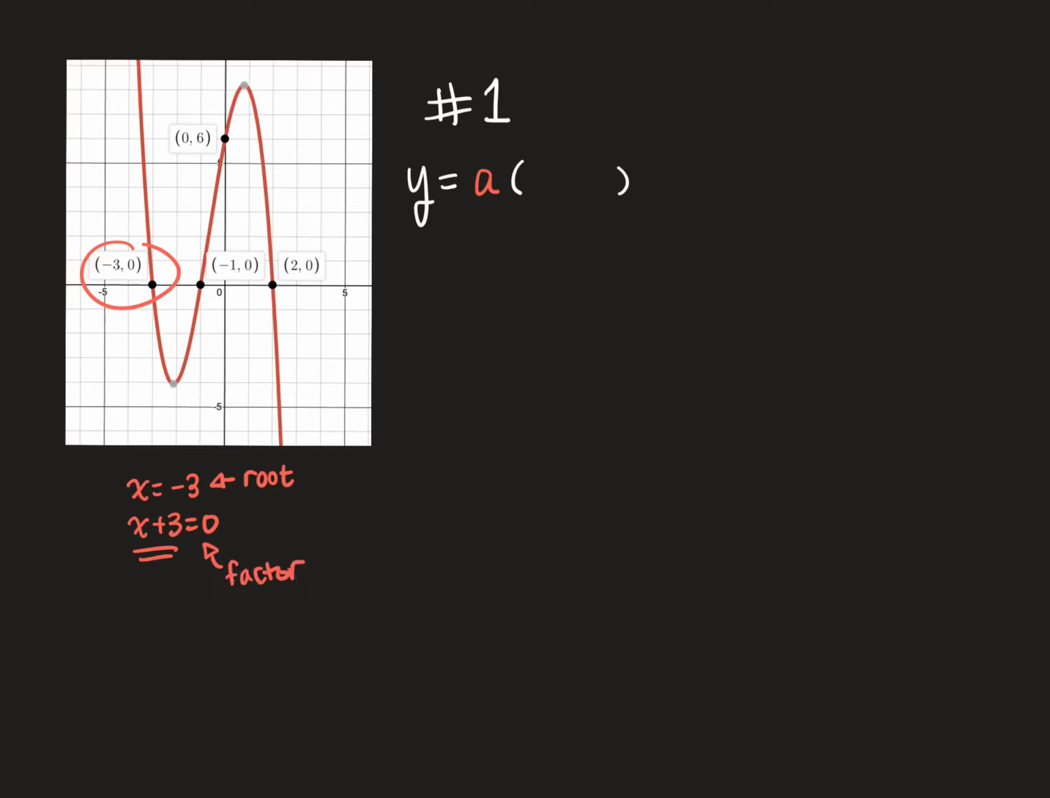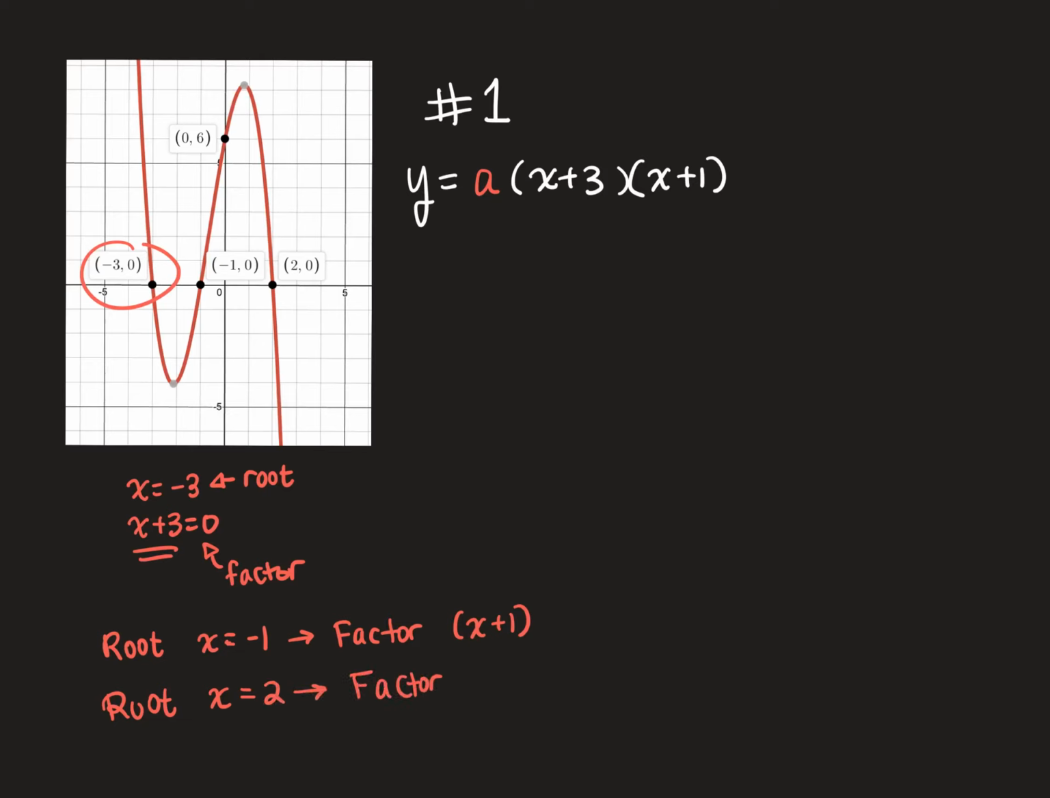So let's go ahead and write out our factors. We've got x plus 3. That has to do with our root of -3. We have a root of x equals -1, so that translates into a factor of x plus 1. So that's a factor that we're going to put in here. And then our final root is x equals 2, which will change to a factor of x minus 2. So I put that into my setup as well.